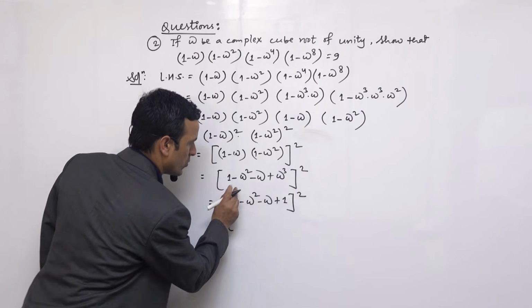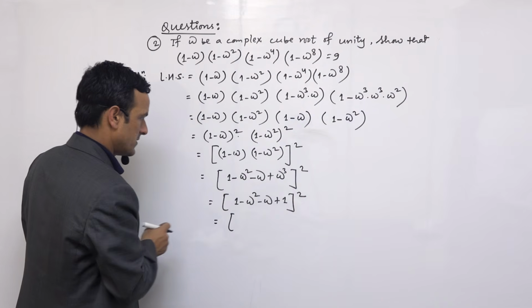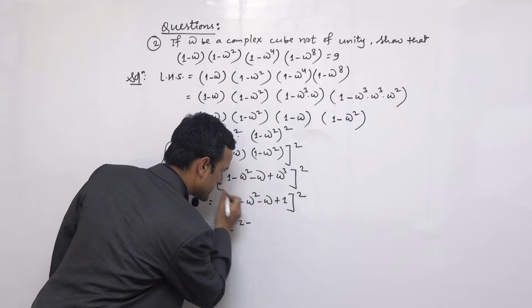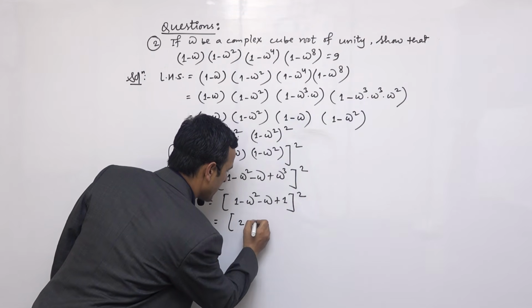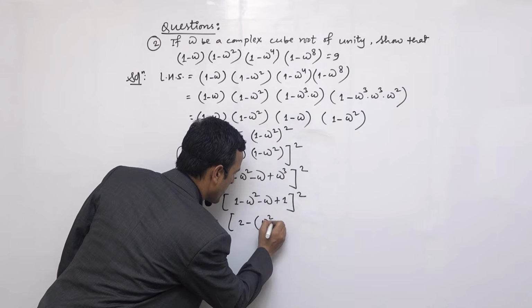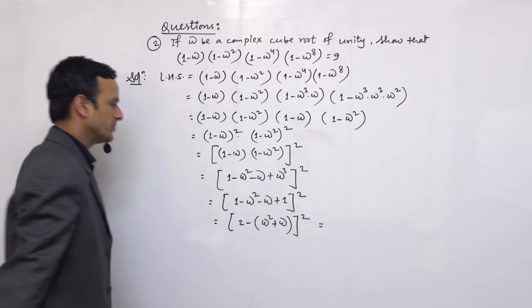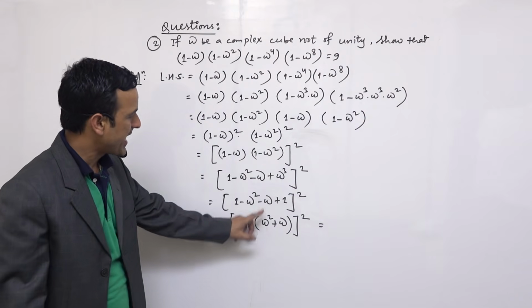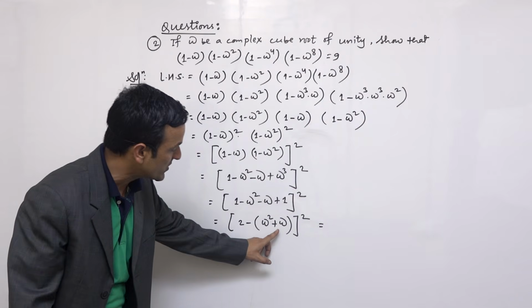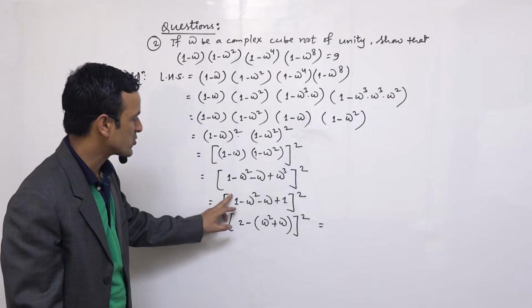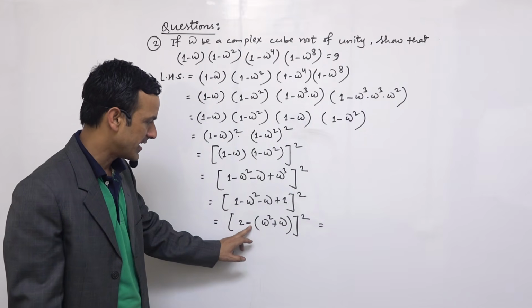Now 1 plus 1 is 2, minus omega square plus omega. So if you take minus common from these two terms, we get this one. 1 plus 1 is 2, and minus common.